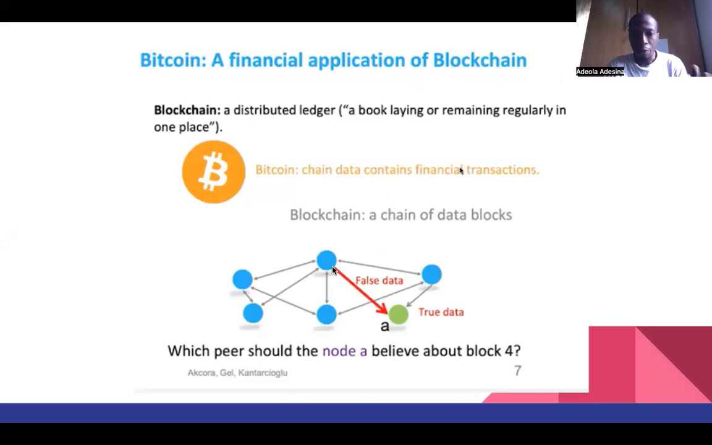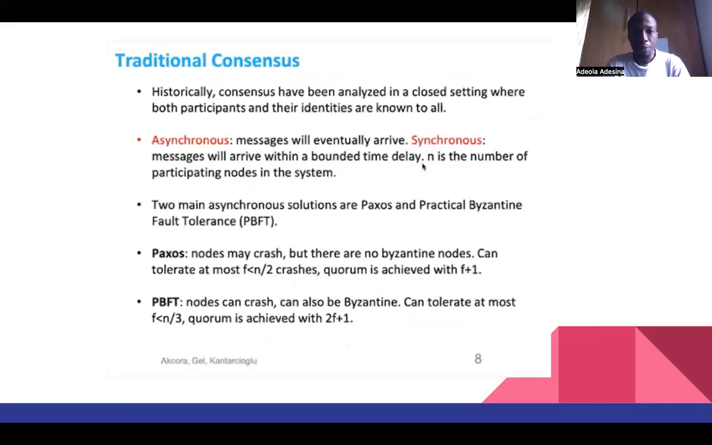So false data is generated, true data is generated, and then the miners try to find out what is the truth about the data set, right? So which pair should node A believe about block 4? What miners do basically is that they want to find something that is called the hash value, right? Once they find the hash value, the data block is committed to the blockchain. But if they don't find that hash value, they have to keep rehashing and rehashing until they find it. I will explain in a couple of slides ahead.